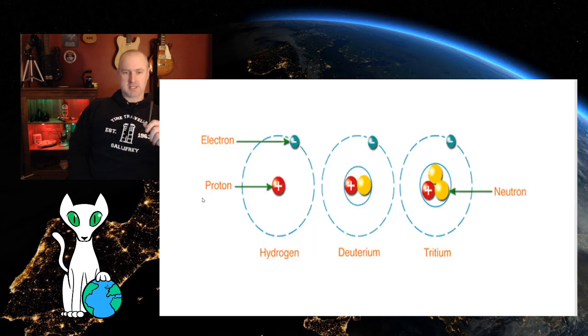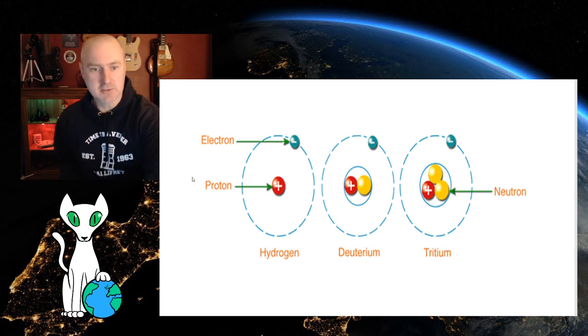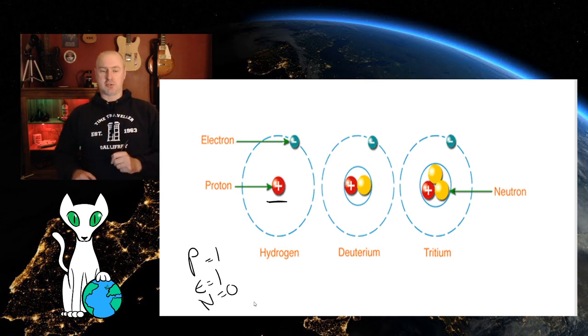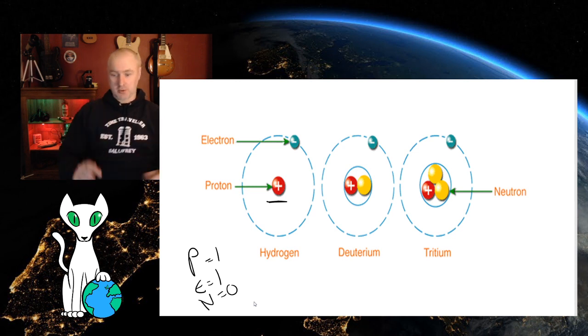So let's have a look at some more isotopes because it's not just carbon. We'll come back to that one in a second. These are isotopes of hydrogen. If I was to look at this one here on the left, I can see that it has 1 proton, 1 electron on the outside, and actually it has 0 neutrons, no neutrons whatsoever. But what makes it hydrogen is the fact that it's got that 1 proton.